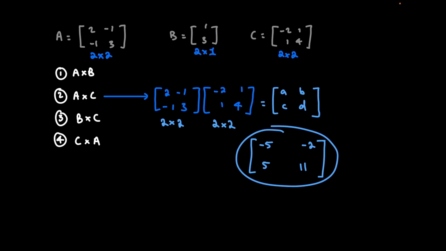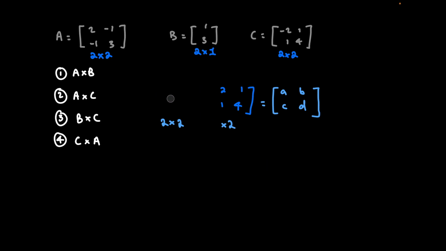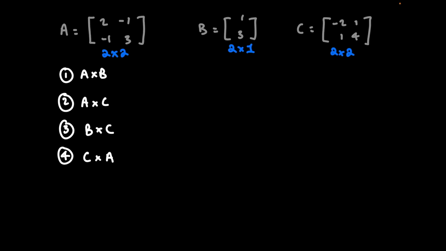So screenshot this, take a photo, write this down, pause the video, but we are going to move on to the next question. B times C. Okay, so first thing we need to recognize is, are these two matrices multipliable or not? So 1, 3, multiplied with -2, 1, 1, 4.